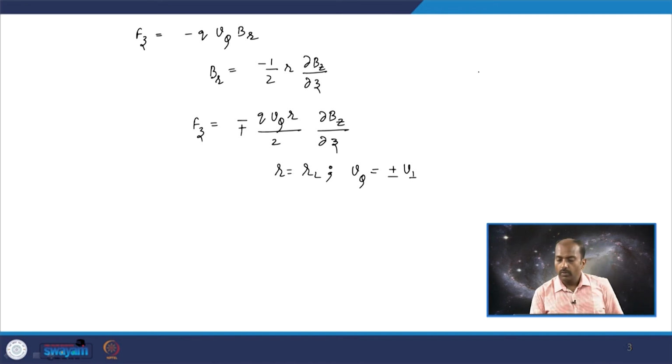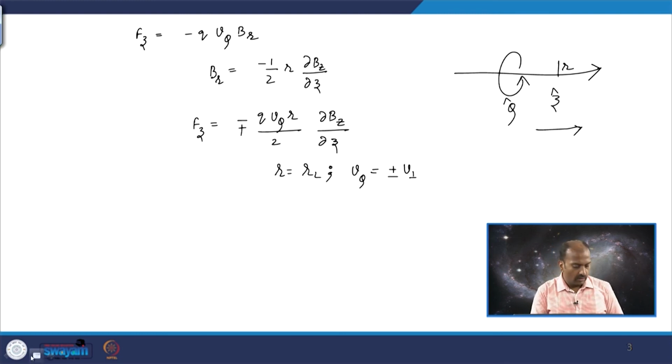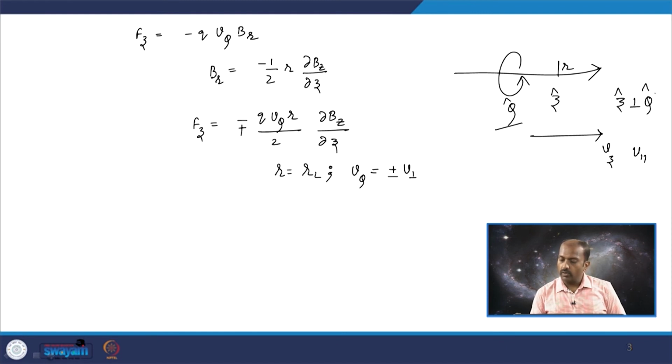Why is it so? Because our geometry was like this. This is the z direction, and for any revolution, this is the phi direction, and this is the r. The velocity component along the z direction is simply the parallel component, and the velocity component along the phi direction, which is perpendicular to z, is simply V perpendicular. So, this is the Fz.